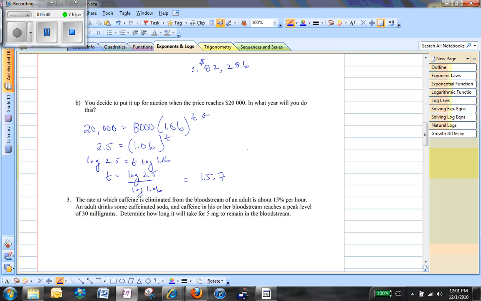Therefore, it gets close to $20,000 around 2015. If I want to get a little bit over $20,000 for it, I'm going to sell it in 2016. So it will be approximately $20,000 in the year 2015, but slightly over $20,000 in 2016.